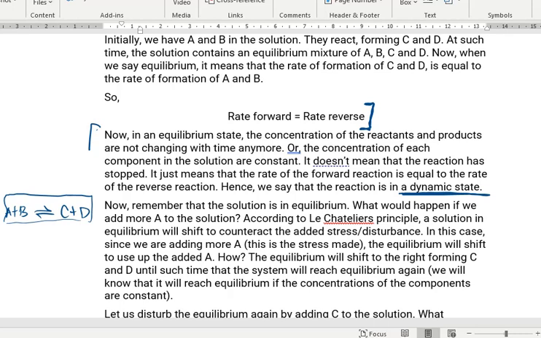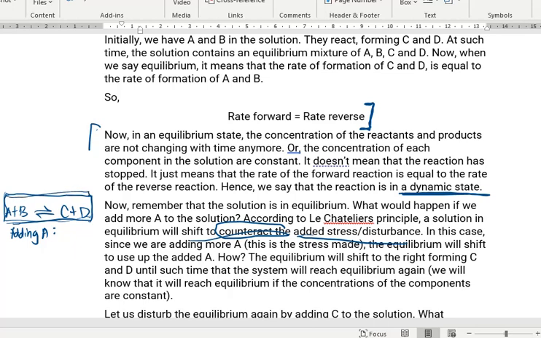According to Le Chatelier's Principle, a solution in equilibrium will shift to counteract the added stress or disturbance. Counteract, okay? Remember, counteract the added stress or disturbance. Now, by adding A, di ba? You're adding A. So, unsa man ang disturbance nga imong gibuhat? Equilibrium naman ni nga system. But then, gipunan pa jud nimo og A ang system. So, nidaghan na ang concentration sa A, di ba? So, that is the stress or the disturbance that you applied to this equilibrium system.